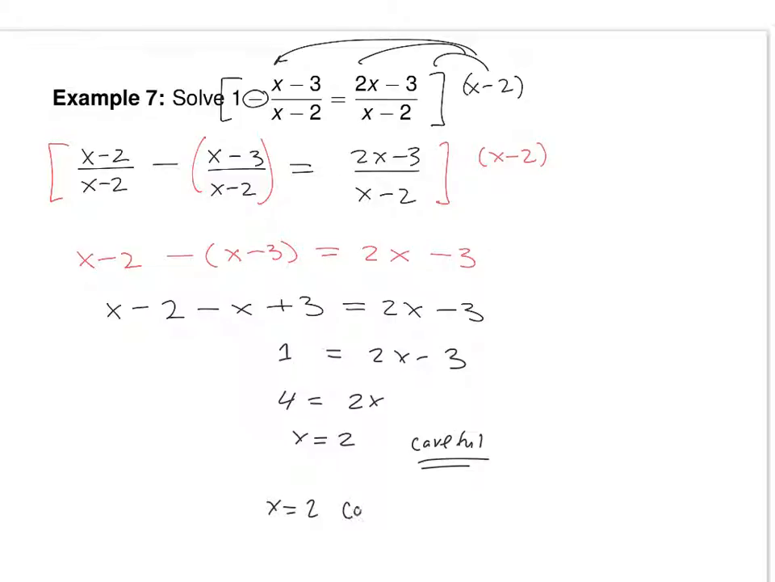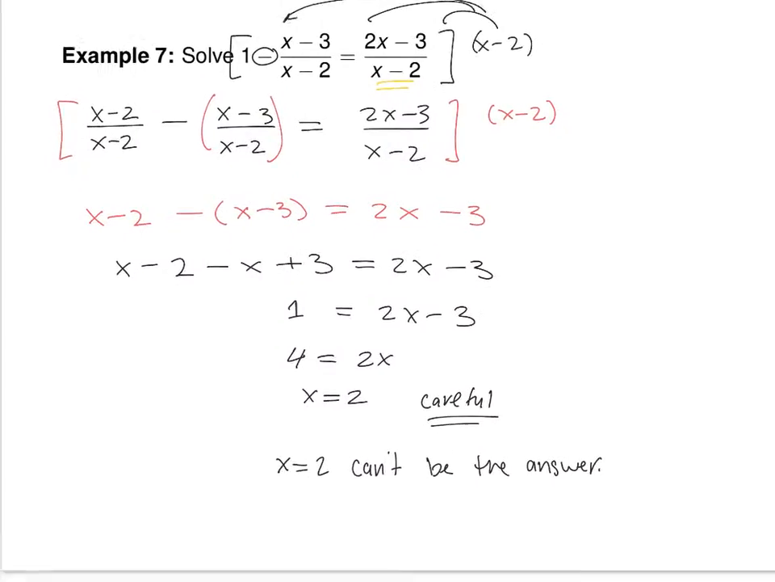x equals 2 can't be the answer. Does that make sense why x equals 2 can't be the answer? It makes a 0 in the original equation's denominator. So since the only answer you found is 2 and 2 is not a possibility, what does that mean is true here? There's no solution.